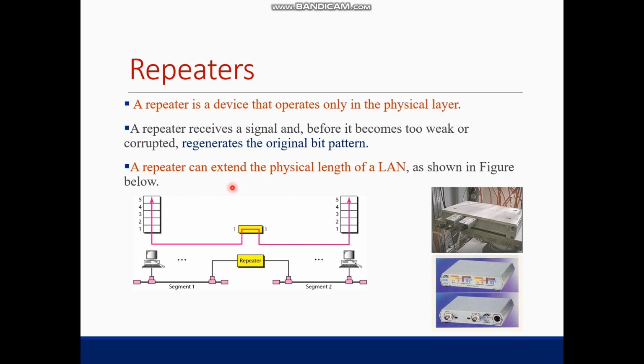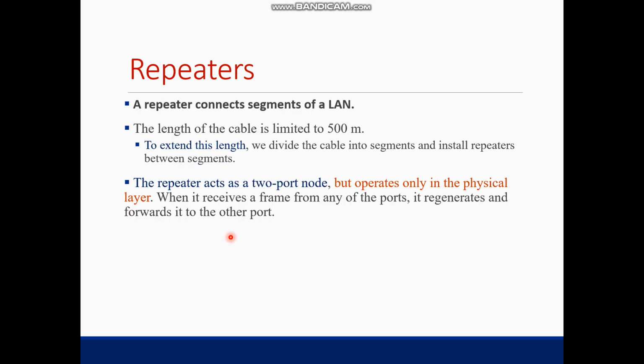So a repeater can extend the physical length of a LAN. This LAN may only be able to send data up to this point, but we can place a repeater there in order to regenerate the original signal. So this is how a repeater works in a local area network. To conclude on repeaters, a repeater connects segments of a LAN. That means it connects a part of a LAN to another part of a LAN.